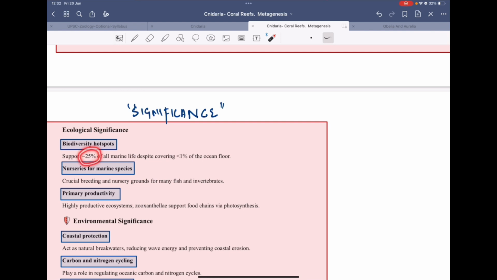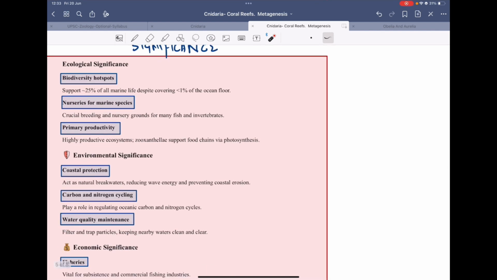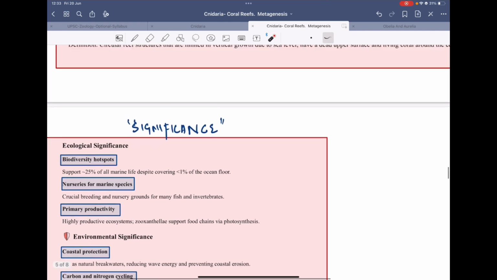Despite covering less than 1% of the ocean floor, they support 25% of all the marine life. They act as nurseries for the marine species, crucial breeding and nursery grounds for fish and invertebrates. Then primary productivity: they are highly productive ecosystems. Zooxanthellae support food chains via photosynthesis. Then environmental significance, like coastal protection, carbon and nitrogen cycling, water quality maintenance. So these are all the qualities of the ecological significance of the coral reefs.